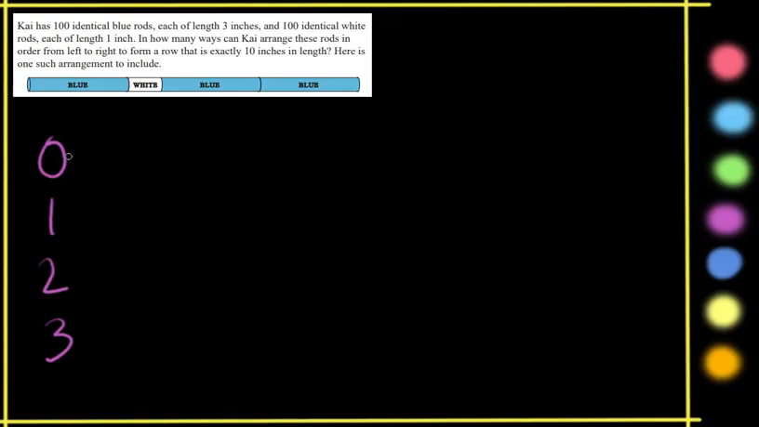If you have 0 blues, that means you have all white. So there's just going to be 10 whites next to each other. There's only going to be one possibility there. So we can just put a 1. That's just going to give us one possibility, 10 whites.